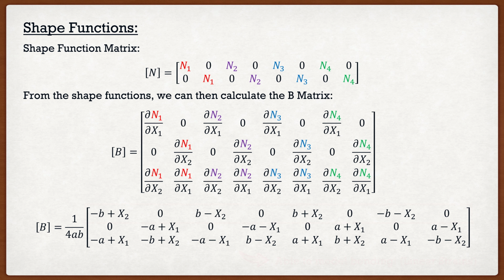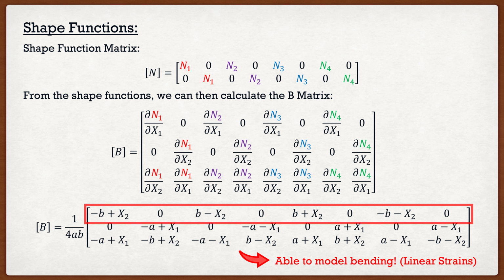But what's actually nice is if we look at that first row, which again corresponds to the strain in the horizontal direction, it's actually a function of x2, which means that the horizontal strain varies along the height of the element, which means that we can actually model bending. And with most of the civil applications we deal with involving bending, well, that's actually pretty nice for us.